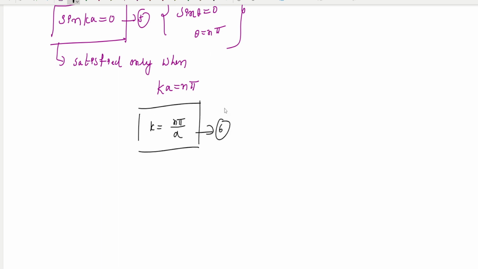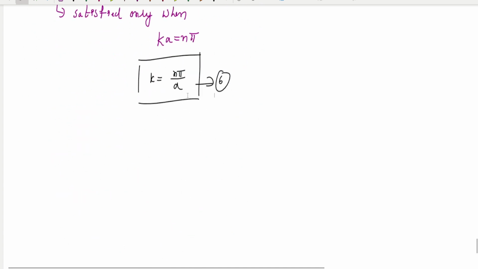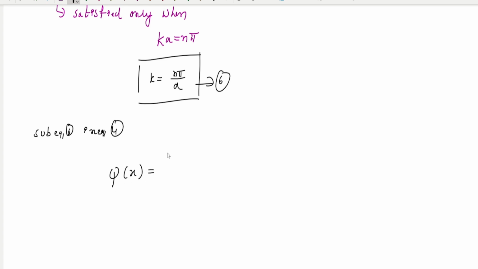this is equation number 6, somewhere it is equation number 4. Substitute equation number 6 in equation number 4. Then you can get this answer: phi of x equal to a sin kx. In place of k, you can use the k value. That's it: a sin of n pi x divided by a.